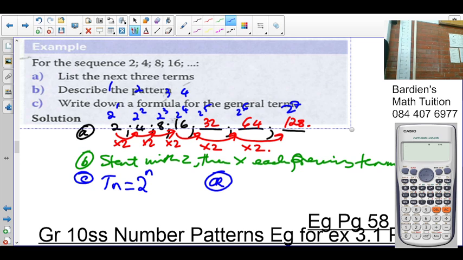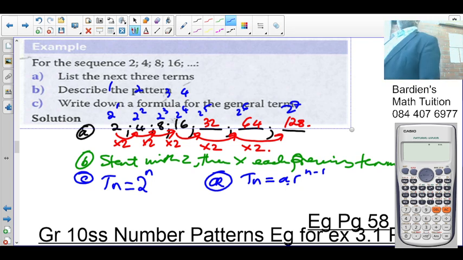Now this, you see the previous sum, we were adding or subtracting the same number all the time, no? Adding in particular. But this, we are actually multiplying. Now whenever we multiply, we can follow a formula. Tn is equal to a times r to the power n minus 1.